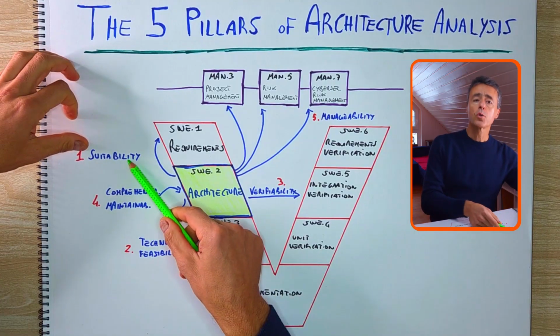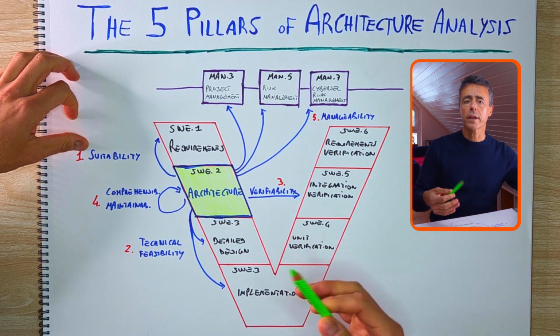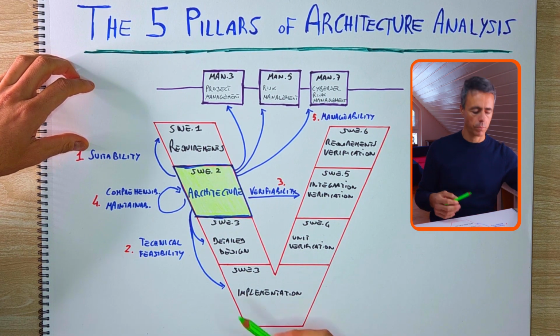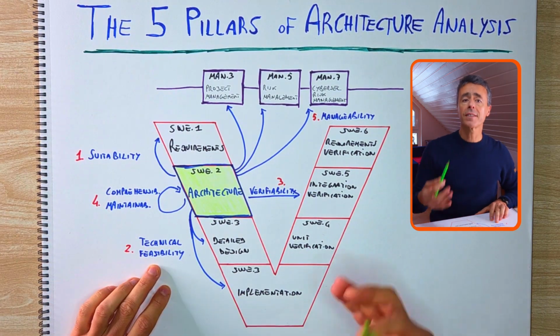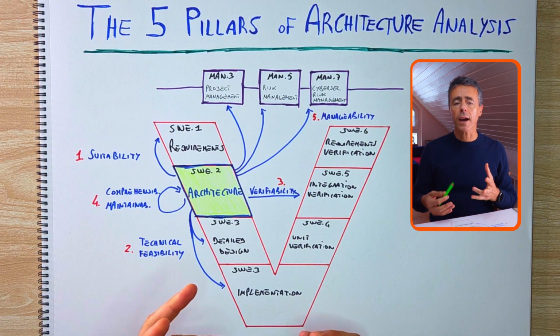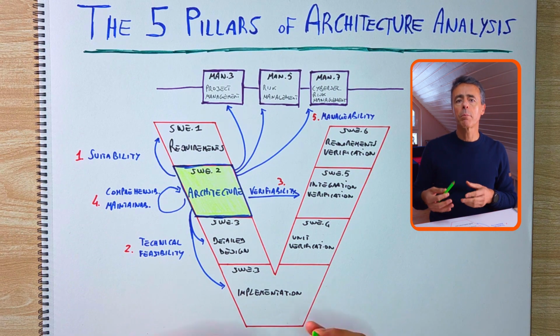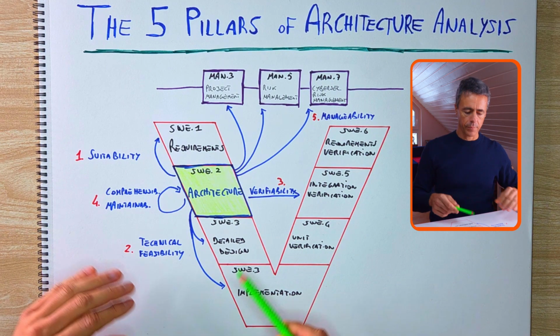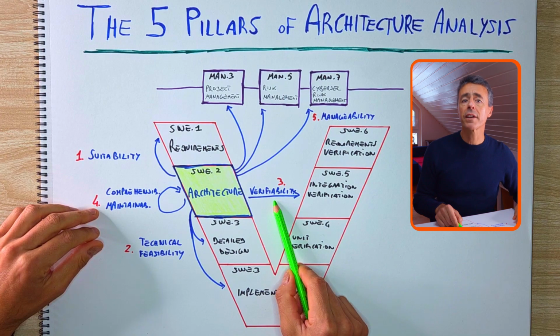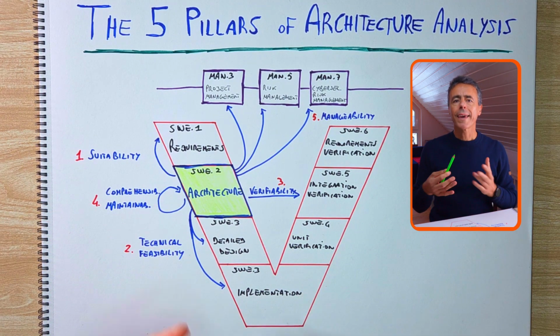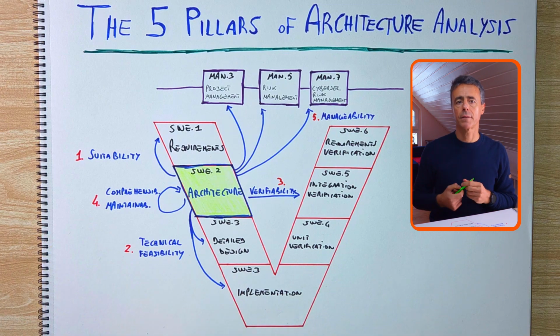In practice, architectural analysis evaluates the following aspects. Suitability. This criterion checks whether the architecture is the right solution. Second, feasibility. This criterion assesses whether the architecture can realistically be implemented. Point number 3 is verifiability. This criterion ensures that the architecture can be verified and tested.